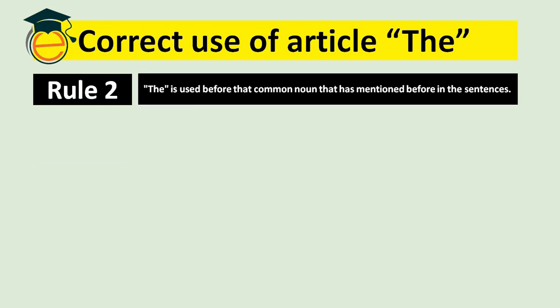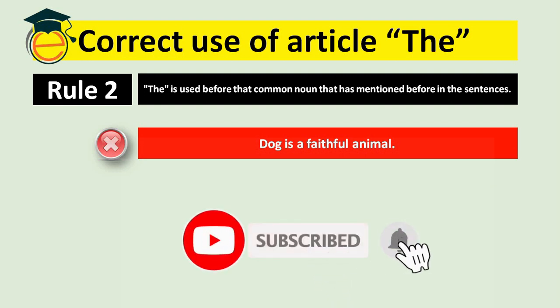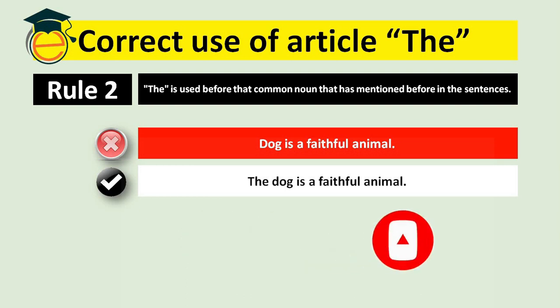Rule number 2. "The" is used before a common noun that has been mentioned before in the sentence. Okay, keep that in your mind. "The" is used before a common noun that has been mentioned before in the sentence. For example, "Dog is a faithful animal." We have to use "the": "The dog is a faithful animal."